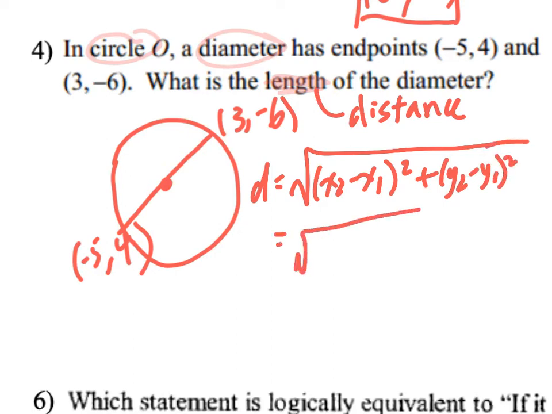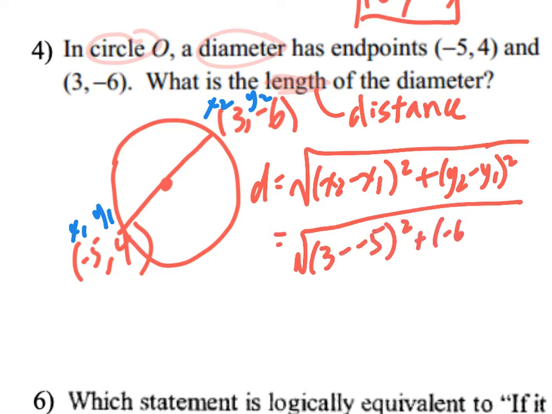So when we do that, I'm just going to label these as x1, y1, x2, y2, just so I can keep all my ducks in a row, right? So when I actually substitute my values in, I have (3 minus -5) squared plus (-6 minus 4) squared. Okay, so this is going to give me 3 minus -5, which is the same as 3 plus 5, so this is 8 squared.